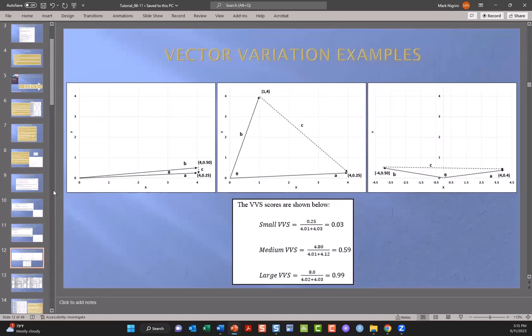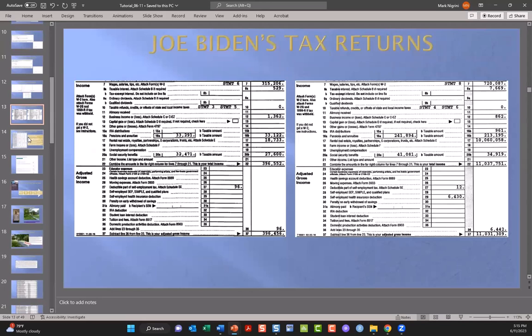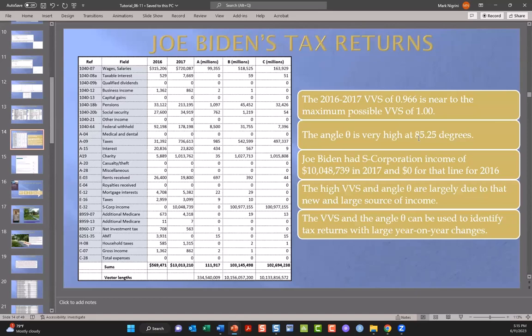This is Joe Biden. Let's just jump ahead. Joe Biden's tax returns: the angle is very high, and the vector variation score is 0.966. It says that there's a huge difference between his 2016 and his 2017 numbers, as we would expect.